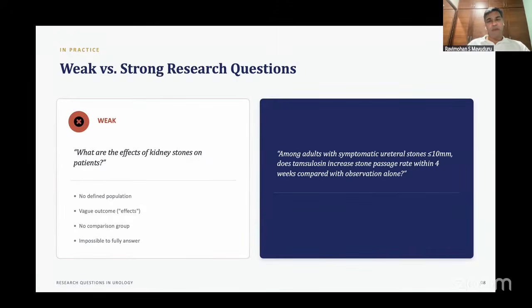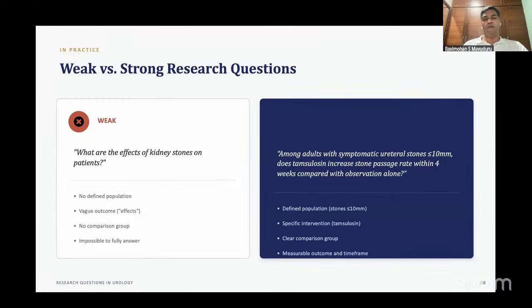On the other hand, among adults with symptomatic ureteric stones less than 10 millimeter, does tamsulosin increase stone passage rate within 4 weeks compared to observation alone? Everything is well defined. So you have a population, intervention, comparison, and measurable outcome. So this is a strong question.